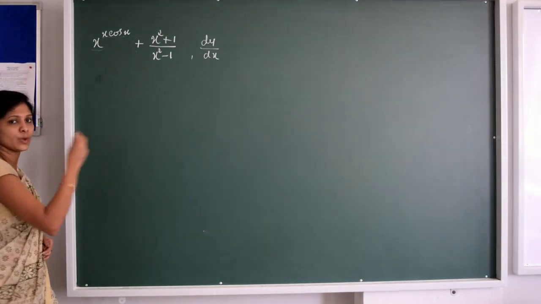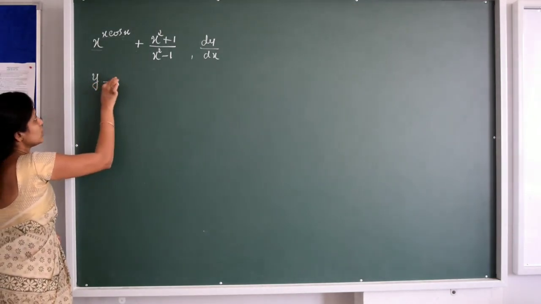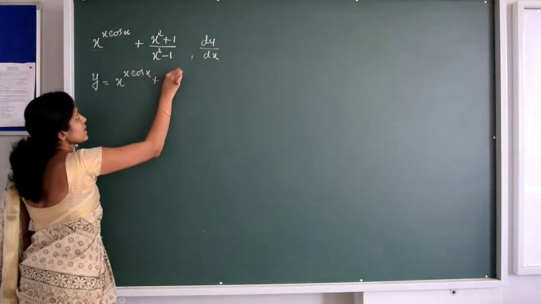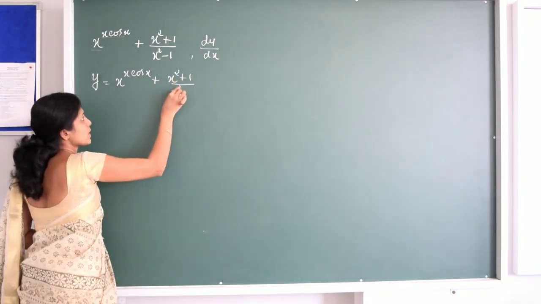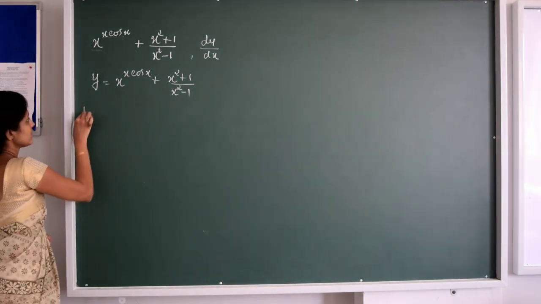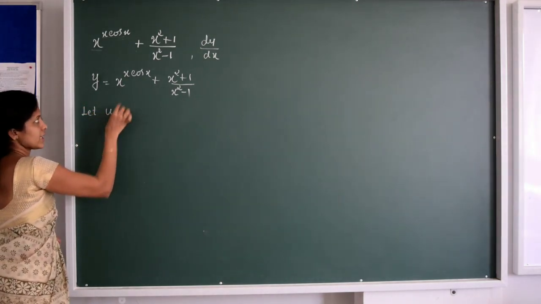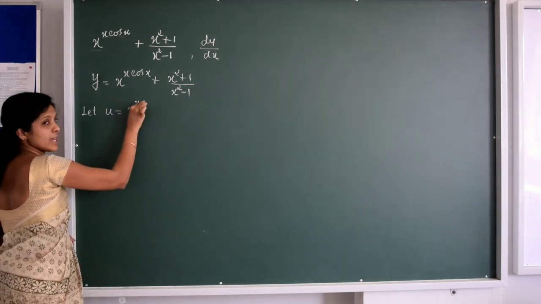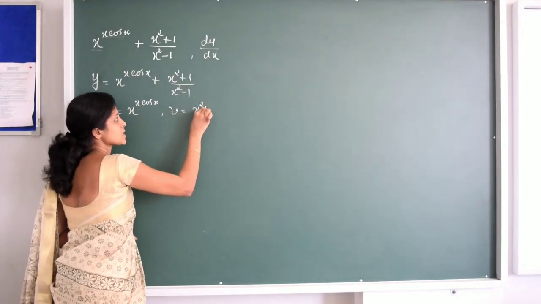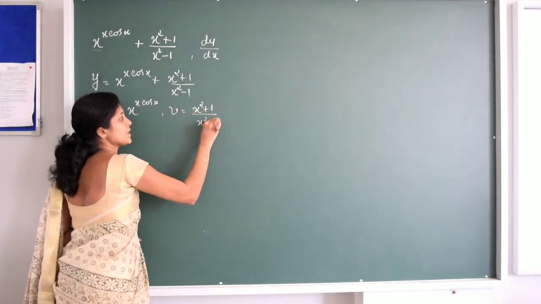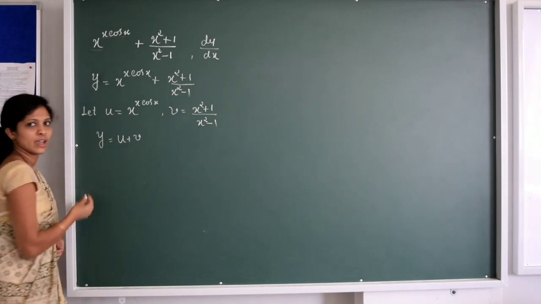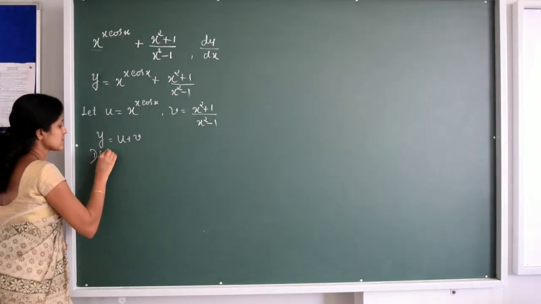First, what do you have to do? You have to consider y = x^(x cos x) + (x² + 1)/(x² − 1). This is the first work: consider the given function as y. Now let us consider u = x^(x cos x) and v = (x² + 1)/(x² − 1). So y = u + v. Now we have to differentiate this with respect to x.